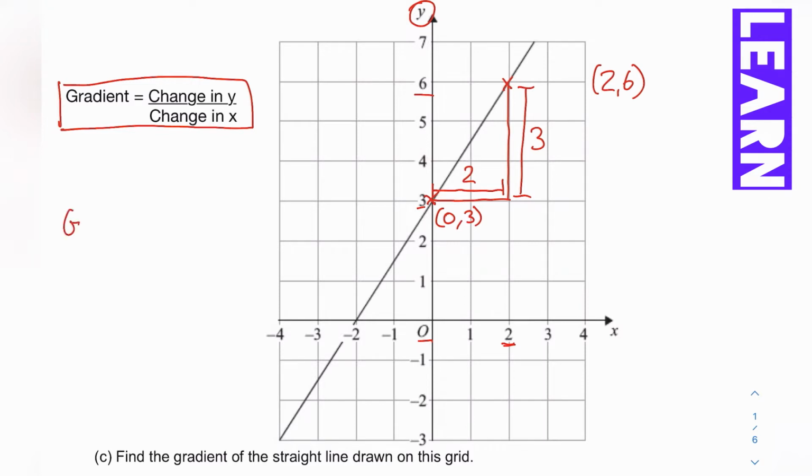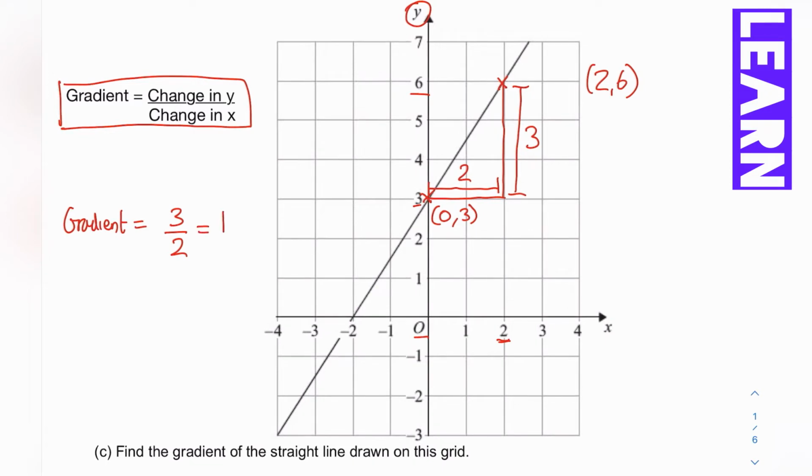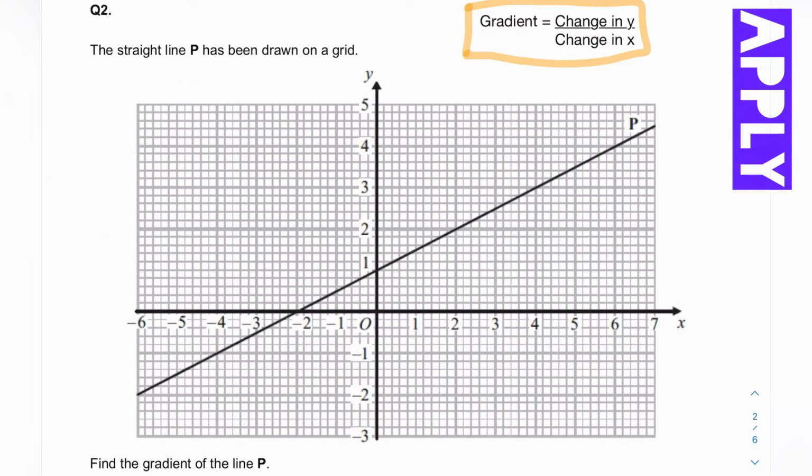So therefore my gradient must equal 3 over 2. This is the same as 1.5. In the exam they would accept either answer. Right, so pause the video now if you'd like to have a go at this question before I go through it.